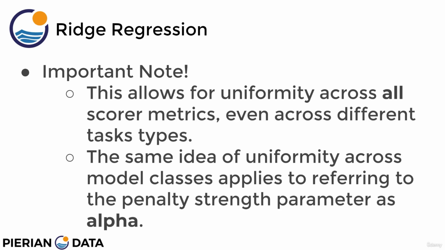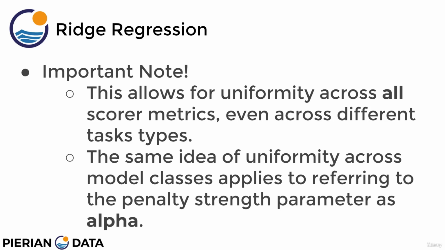The main reason for that, again, is that this allows for uniformity across all scorer metrics, even across different task types, where for something like accuracy in classification, higher is better. In the case of regression, they tweak root mean squared error to be negative root mean squared error. That way the convention, higher is better, is retained.